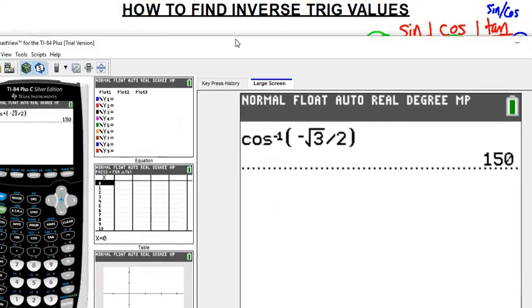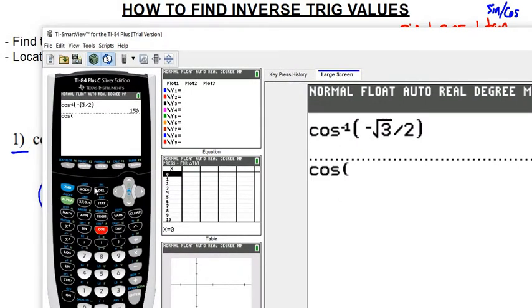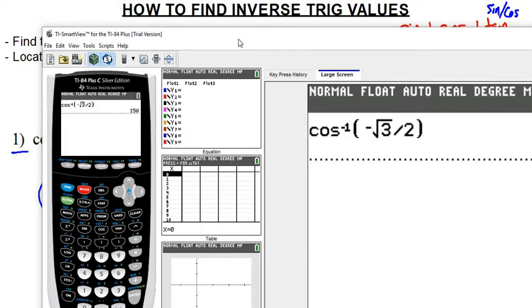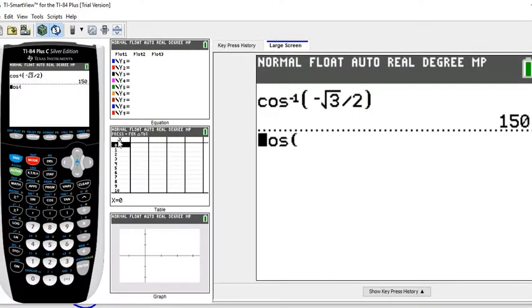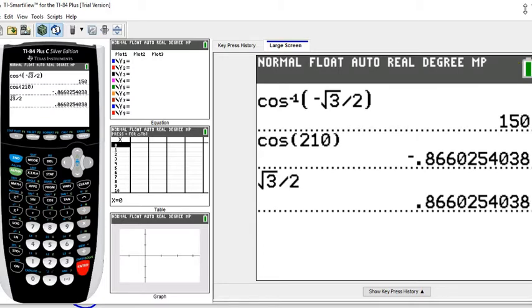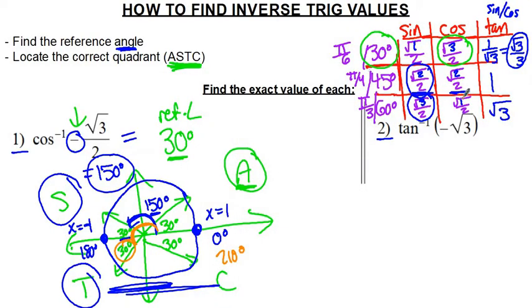We should, when we do the cosine of 210 degrees, let's make sure we're in degree mode, which we are. Otherwise, it's not going to work. So if we do the cosine of 210 degrees, we should also get negative root 3 over 2, and it's going to give it to us as a decimal. So cosine of 210 is this number, negative 0.86. If you do square root of 3 divided by 2, which we'll do right now, you'll see that this does actually equal that 0.866 number. Okay, so this is just to prove that the calculator is only going to give us one of those places, not both of them.